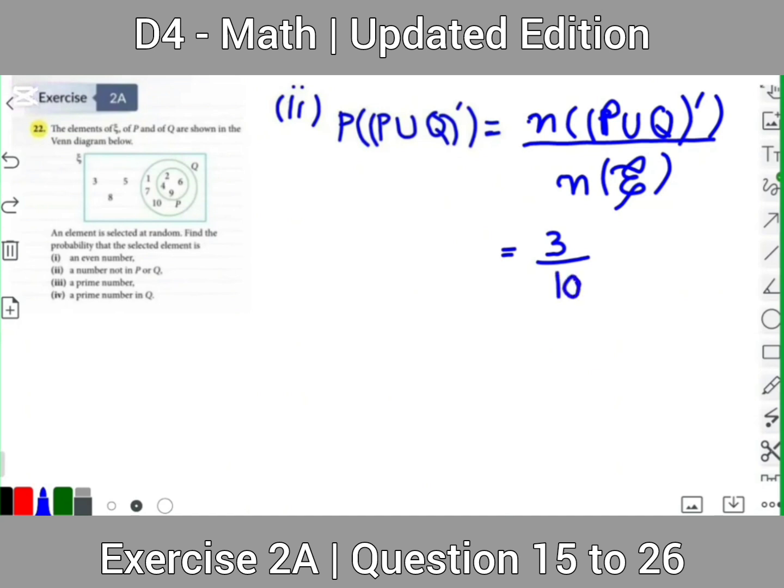So we can mark the 3 favorable outcomes that we can see in the set eta. So the probability for the complement of P union Q is equal to 3/10.